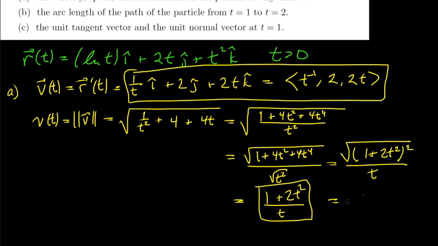Right. Or if you prefer, t to the negative 1 plus 2t. Again, I'm not picky about that, right? So that's the speed. Remember, speed is a scalar, right? So there's no vectors here. Okay.